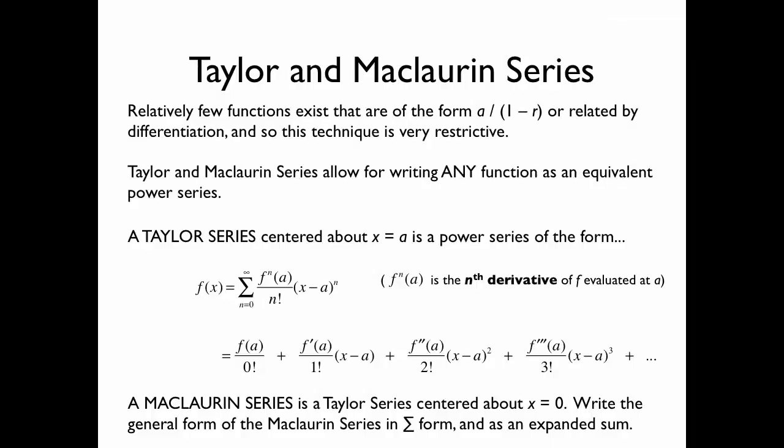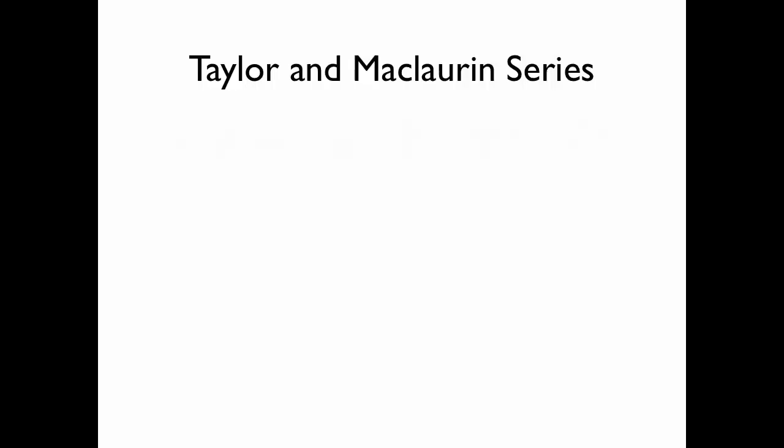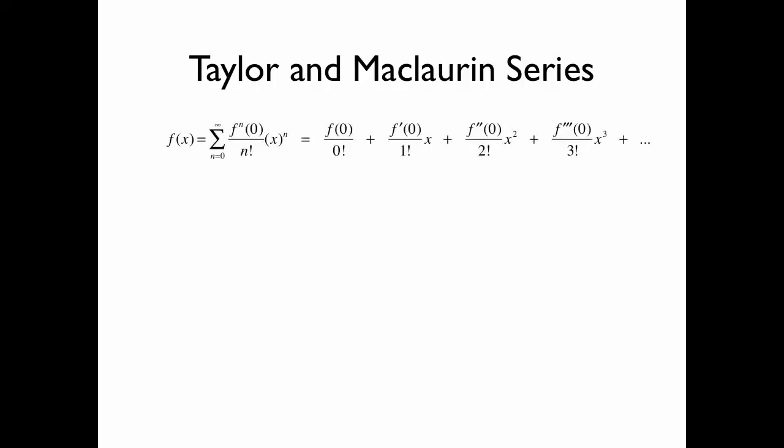Okay, hopefully that's easy. x minus 0 equals x. You're not going to write x minus 0, right? What are you going to write? x, right? x minus 0 is just x. So we're going to get this. Here's the Maclaurin series. This is what you should have written: the nth derivative evaluated at 0 over n factorial times x to the n. That's the Maclaurin series.